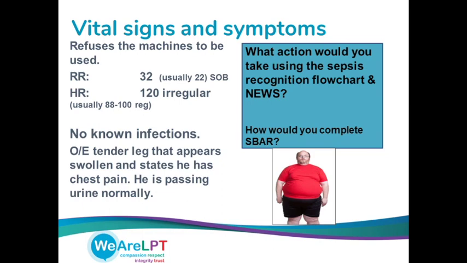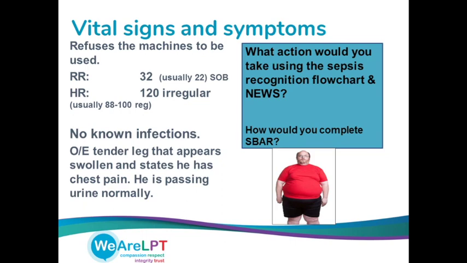So Brian is refusing to allow you to approach him with any of the mechanical devices to measure his vital signs. Despite that, you're able to carry out a respiration rate and a heart rate manually, which he allows you to do. From these two vital signs, you determine that his respiratory rate is 32 and he seems quite short of breath. His heart rate is 120 and feels irregular. It is usually 88 to 100 beats per minute and it's usually regular.